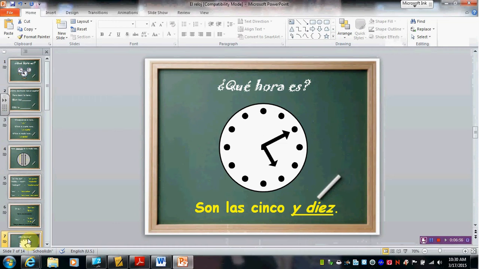¿Qué hora es? And if you look at the clock, it is 5:10. So of course, it's going to be son las because it's anything between 2 and 12. Cinco, which is the number 5, and then y to add minutes, and then the number 10. Very good. It is 5 and 10, so it's 5:10. Son las 5:10.